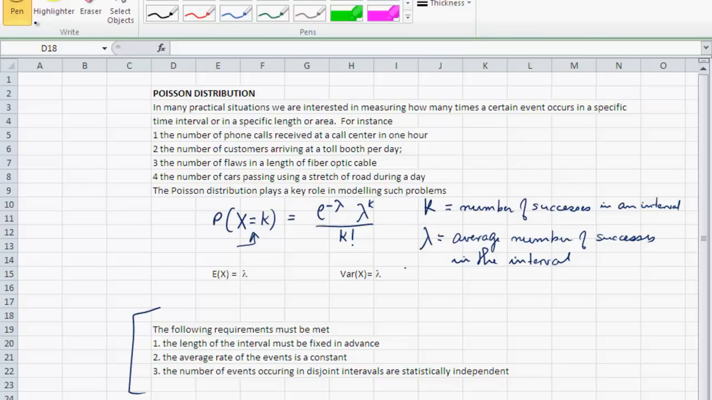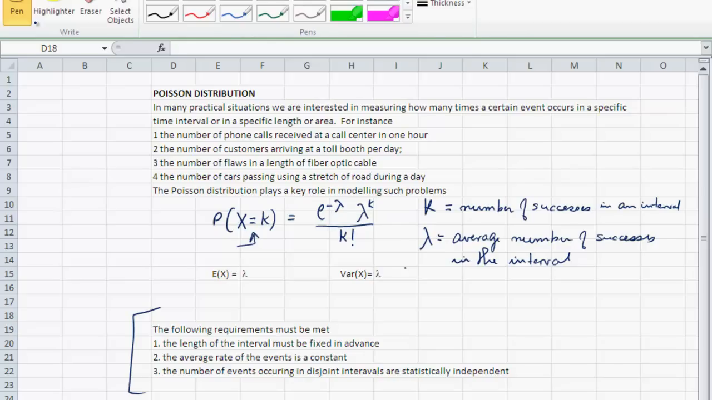The length of the interval must be fixed in advance. So am I talking about the number of phone calls received in 1 hour or 1 day? Is it a kilometer of fiber optic cable or 10 kilometers? The length of the interval over which I'm counting the number of events must be fixed in advance. Second, the average rate of the events over this interval must remain constant. In other words, the average number of flaws for the fiber optic cable shouldn't change as I go from one part of the cable to another.